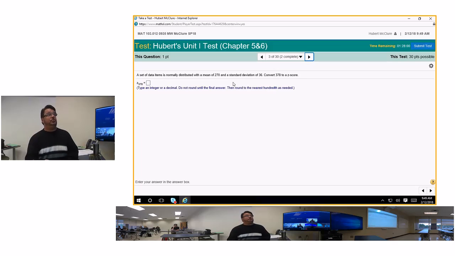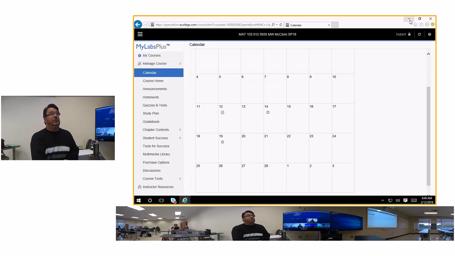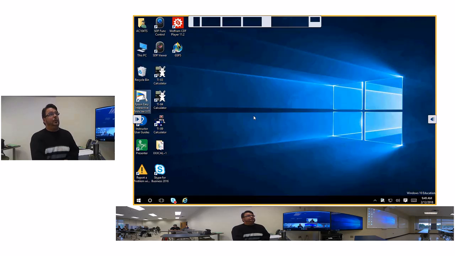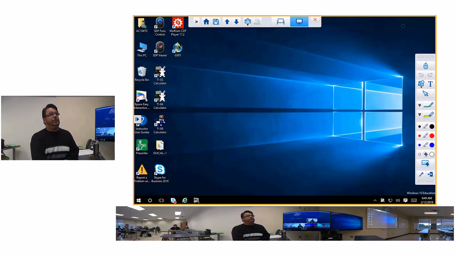All right, a set of data items is normally distributed with a mean of 200, and so on. First thing you do, when you see a mean and a standard deviation, what is that telling you to do? It's telling you to draw a picture, Hubert. That's right, class. Draw a picture. Remember that curve I told you that you're going to draw all the time? That's what you draw. So get ready to draw it. Go ahead and draw it and put the mean and standard deviation on it, and I'm going to pull it back up when I can get my mouse back.